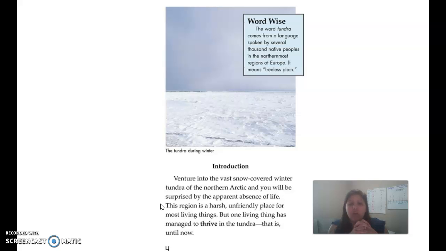In cold weather. So it says, but one living thing has managed to thrive. So what that means is they managed to be able to live there. But that is until now. So I think it's going to go over all the problems that these polar bears face.